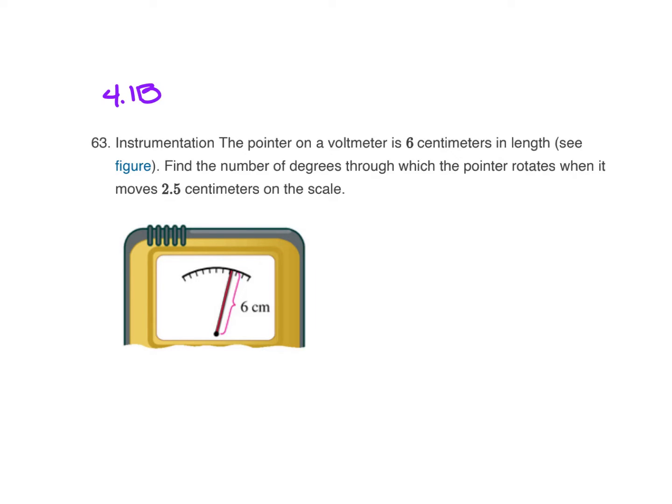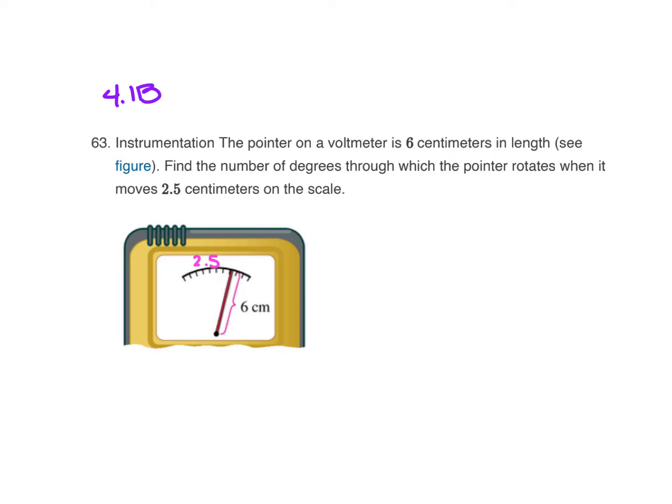Here is homework help number 63 in 4.1. The pointer on a voltmeter is 6 meters in length. Find the number of degrees through which the pointer rotates when it moves 2.5 centimeters on the scale. So we're given 2.5 centimeters is our arc length.